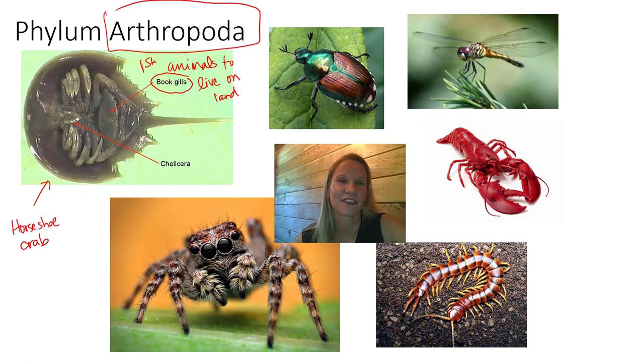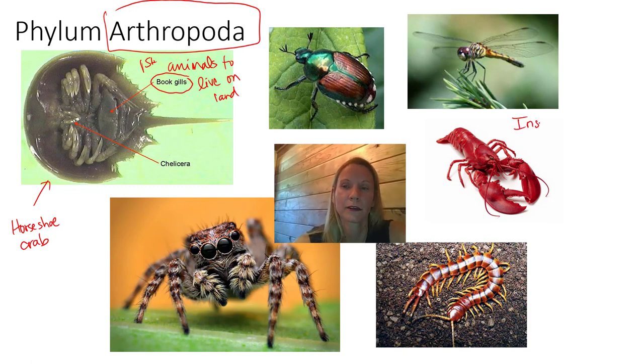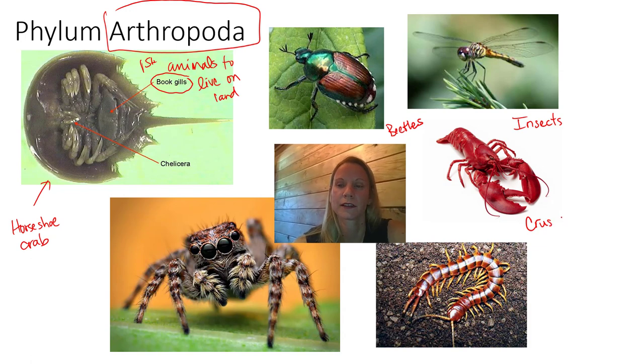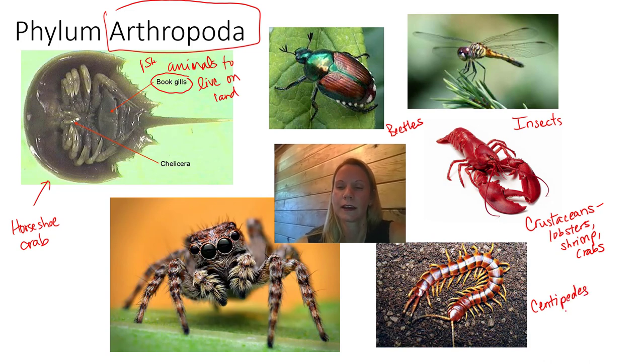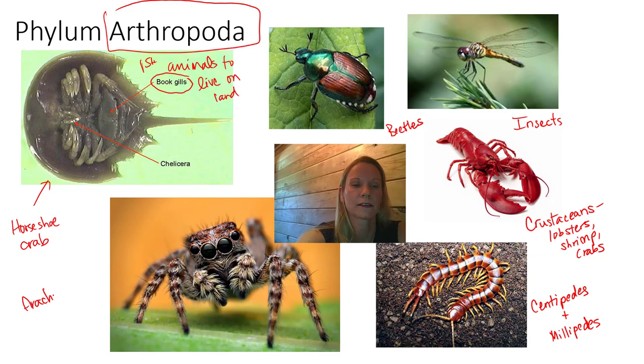So this group of arthropods, the first animals that moved onto land, they diversified into a number of different groups that have been wildly successful on Earth, representing more of any animal than any other example. So these include insects, including winged insects and beetles. This includes crustaceans like lobsters, shrimp, and crabs. This includes things like centipedes and millipedes. This includes things like arachnids. Were you startled by this picture of this guy here, the spider? So spiders and scorpions would be arachnids.